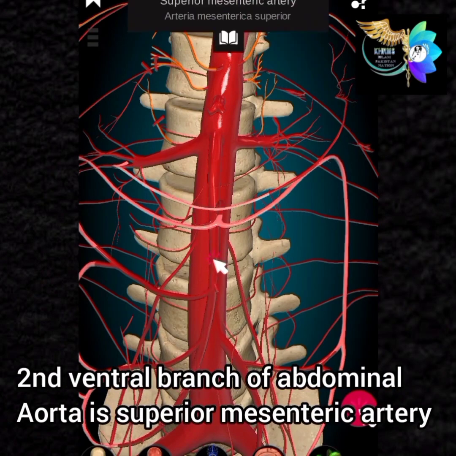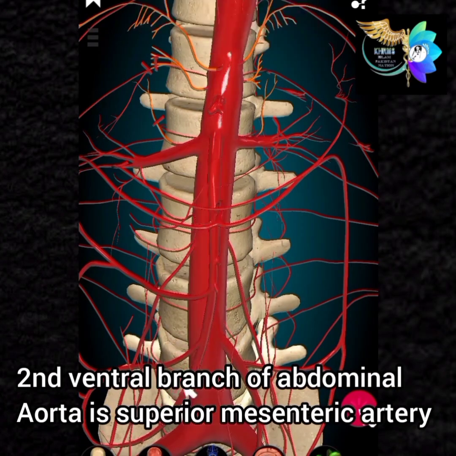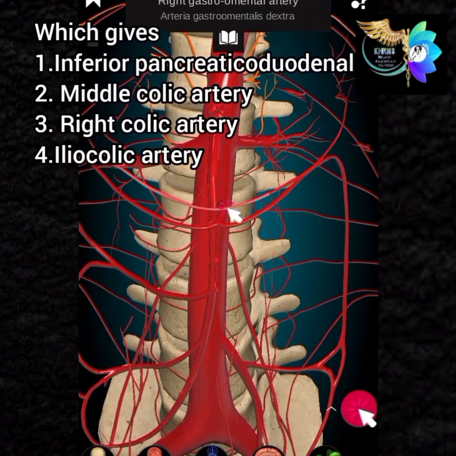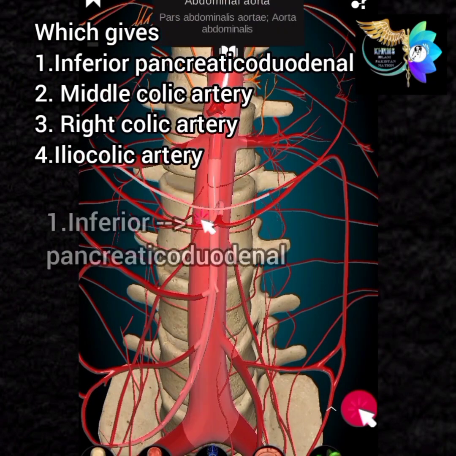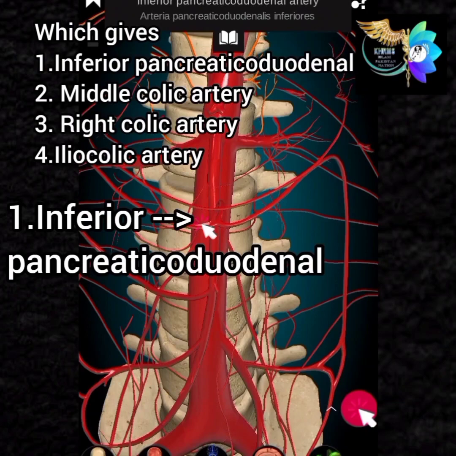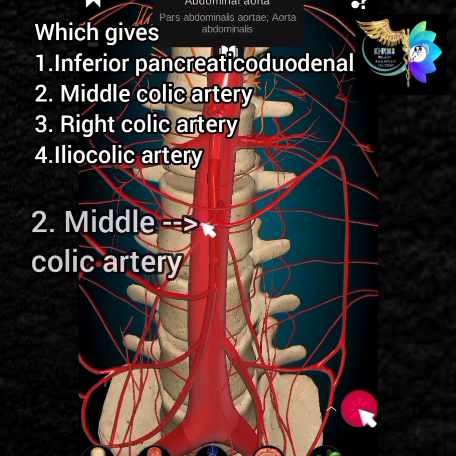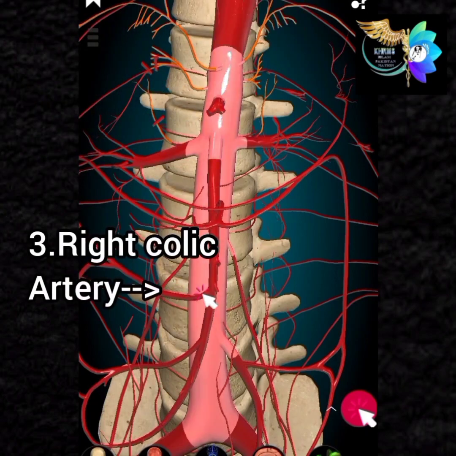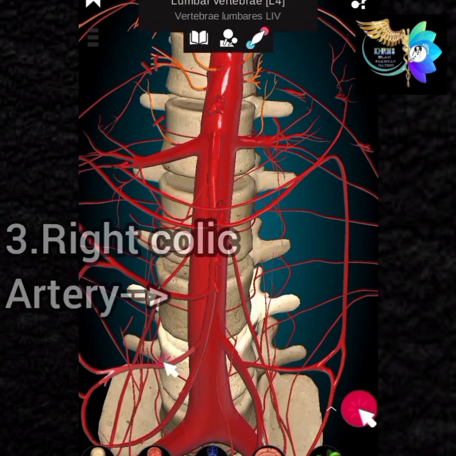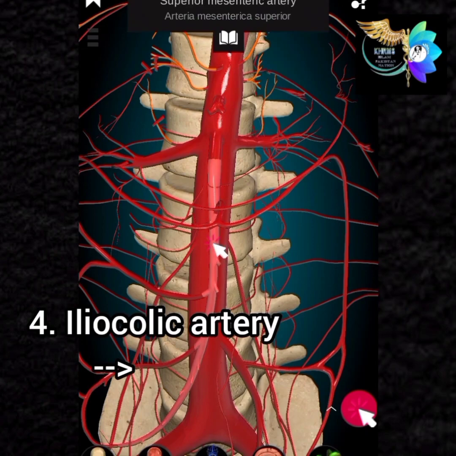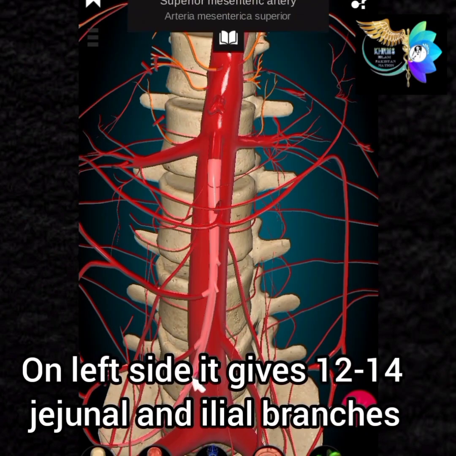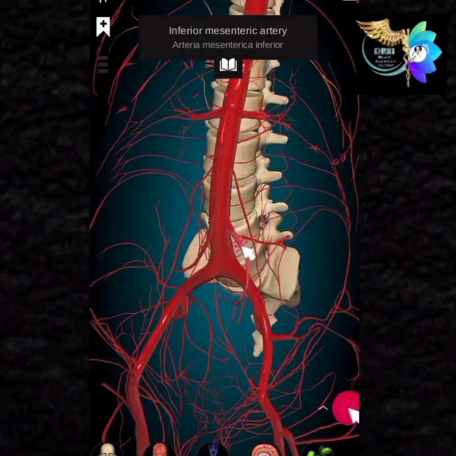Second ventral branch of abdominal aorta is the superior mesenteric artery, which further gives following branches: inferior pancreaticoduodenal artery, middle colic artery, right colic artery, ileocolic artery. On the left side, it gives 12 to 14 jejunal and ileal branches.